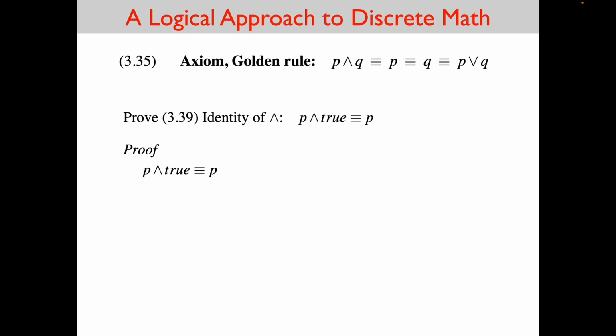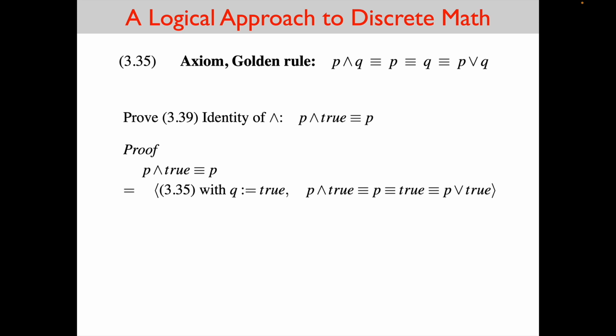Now, do you see P and true equivals P? Do you see that looks like part of the axiom golden rule? In fact, if you look at the golden rule, 3.35, and everywhere there's a Q, you replace it with true, what do you have? Can you visualize what's going to be in the rest of the hint when we write it out? Well, everywhere there's a Q, replace it with true. So it's going to be what? P and true equivals P equivals true equivals P or true.